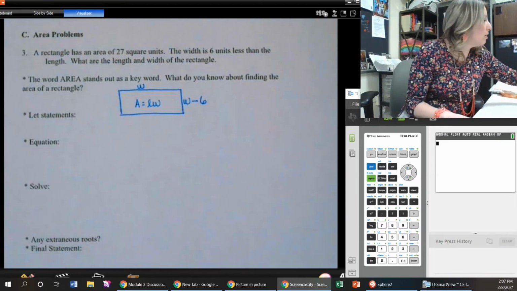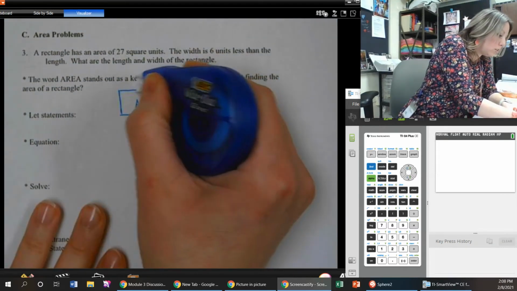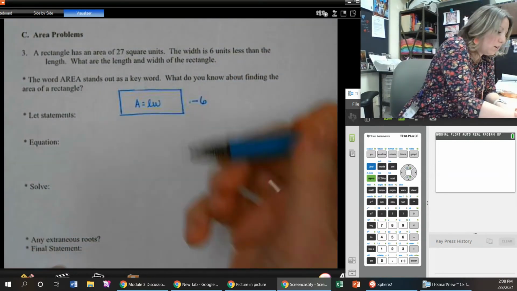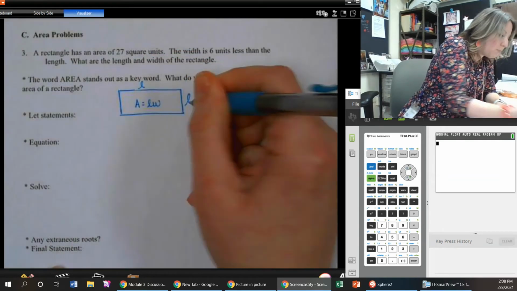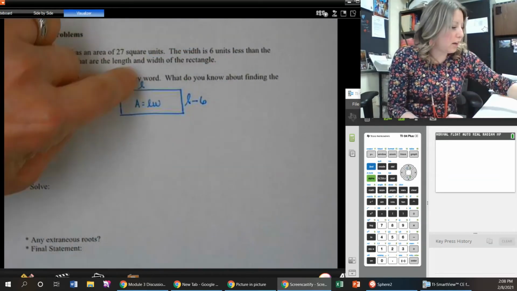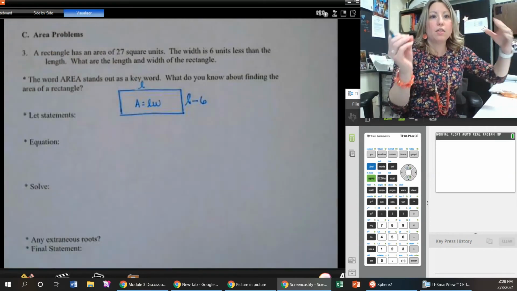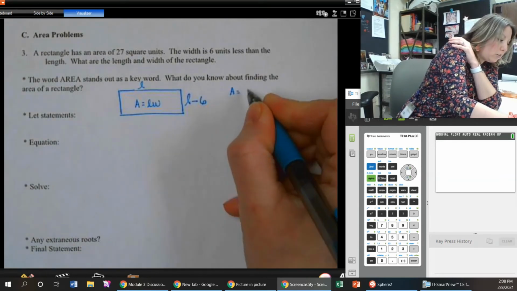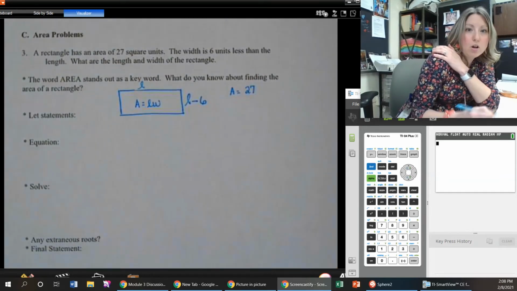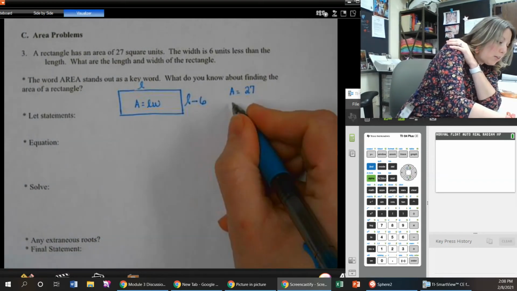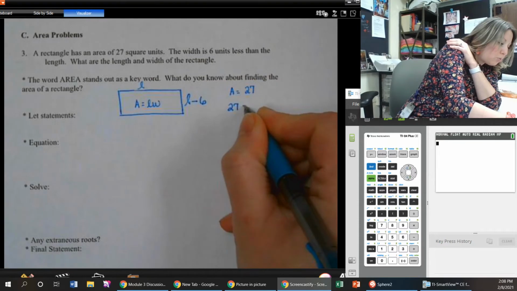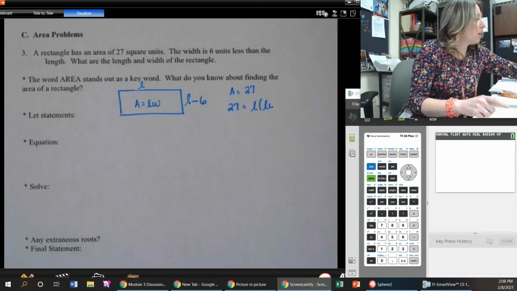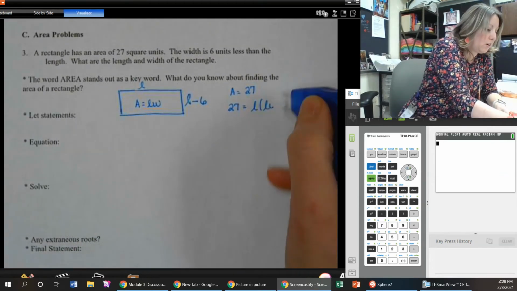So I did that backwards for my letter. I'm going to use L instead of W. So let's do L, and then L minus 6 is my width. Length, width. They multiply together to give me my area, which is 27 units squared. So if I know my area is length times width, then I plug into the formula 27 equals length times width.